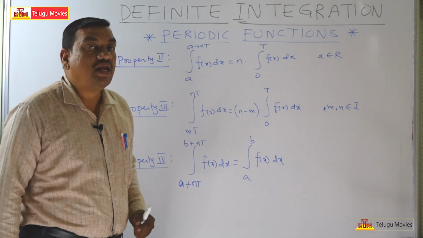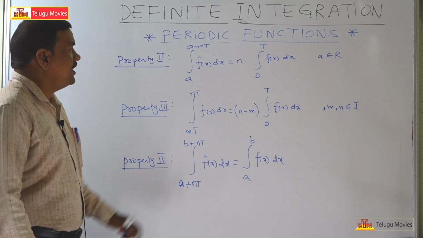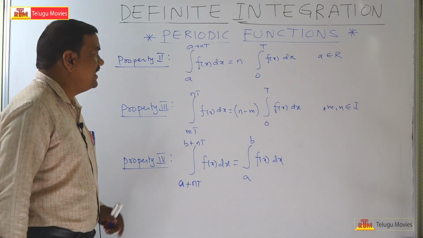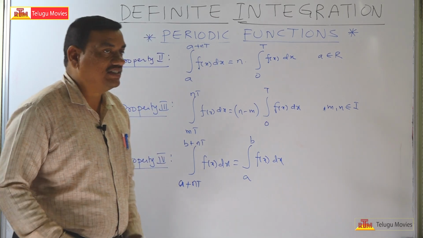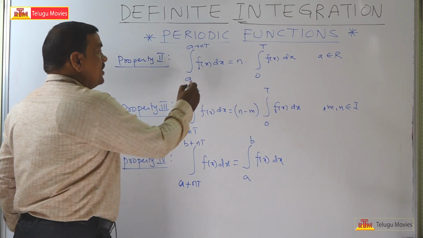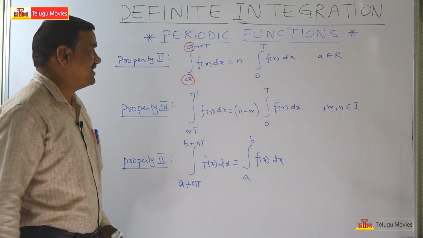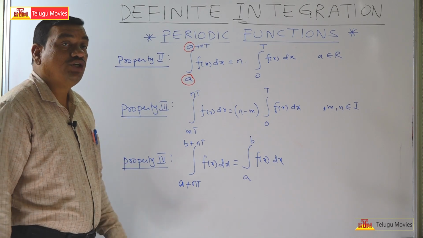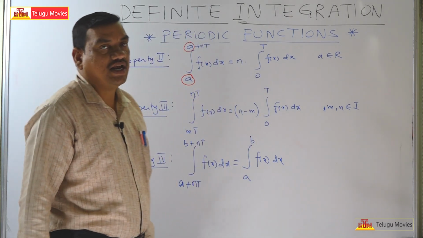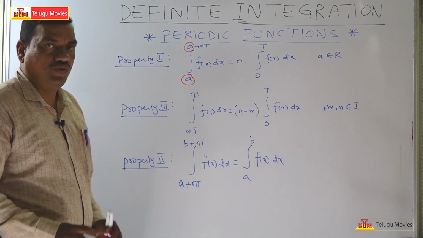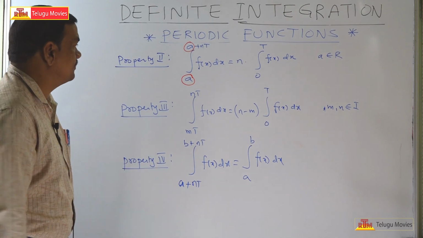Welcome back to the remaining properties of the periodic function under definite integration. See here, the integral from a to a plus nT of f(x) dx is the same as n times the integral from 0 to T of f(x) dx. Here a is any real number. For all these three properties we have proofs, but we will take it as granted and make use of the result only.